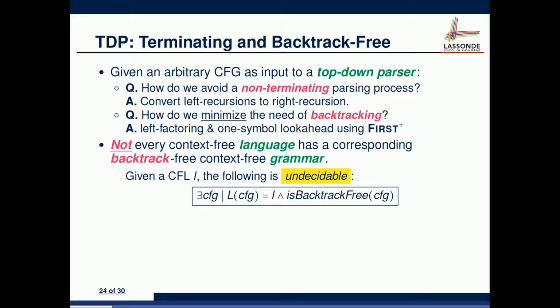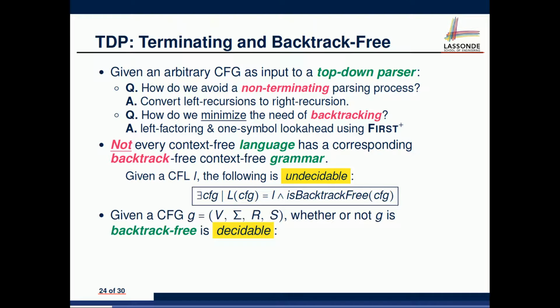Let's say I talk about a particular language, L, just lowercase l. If L is a language I really want to define, whether or not there exists some context-free grammar whose language is L, in general, it's not decidable. There's not an algorithm for that. That's undecidable. However, given a grammar, whether or not it's context-free, whether or not it's backtrack-free, that is decidable.